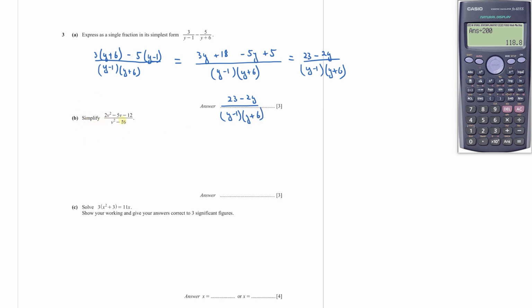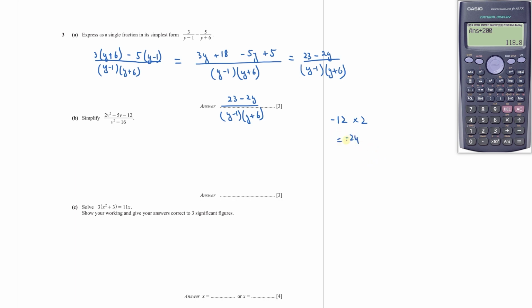Part B is simplify this expression. So in the numerator, I can factorize this quadratic equation. I have this number, which is minus 12, which has no variable, and the variable with power 2 is v square, so its coefficient is 2. If I multiply the 2, I will get minus 24.